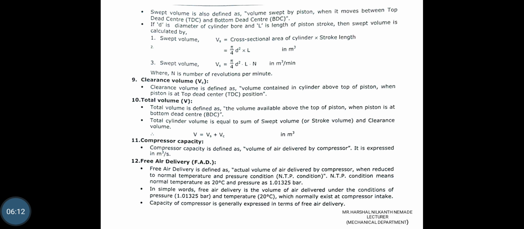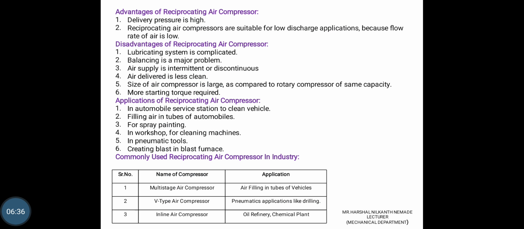NTP condition means normal temperature as 20 degrees Celsius and pressure as 1.01325 bar. Okay, that is the atmospheric pressure. In simple words, free air delivery is the volume delivered at the condition of pressure and temperature which normally exists at the compressor intake. Capacity of the compressor is generally expressed in terms of free air delivery.